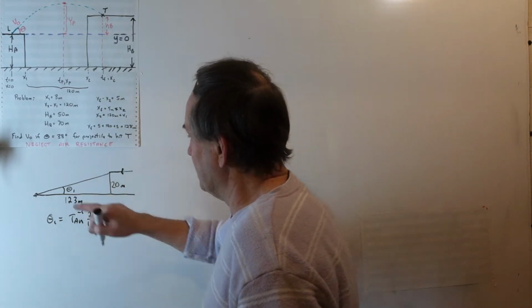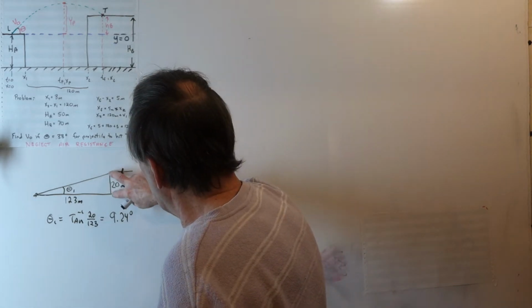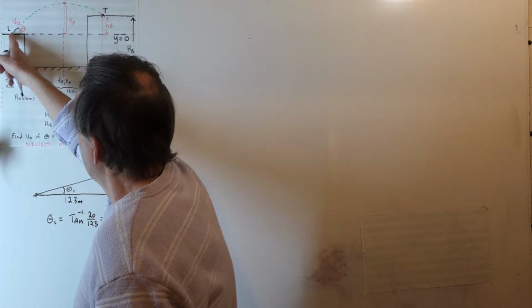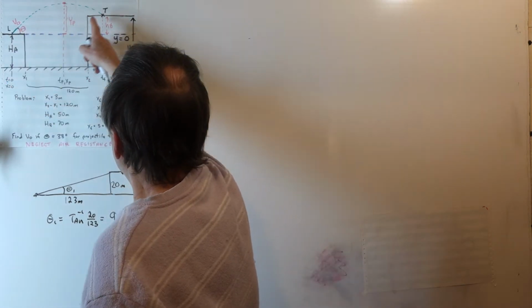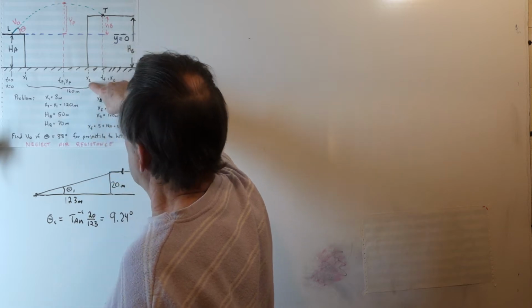So what does this angle need to be? We first need to check that out. Well, the height of the building is 20 meters, and we know that the distance from the launch point to the target, or to the edge of the building, is x2.